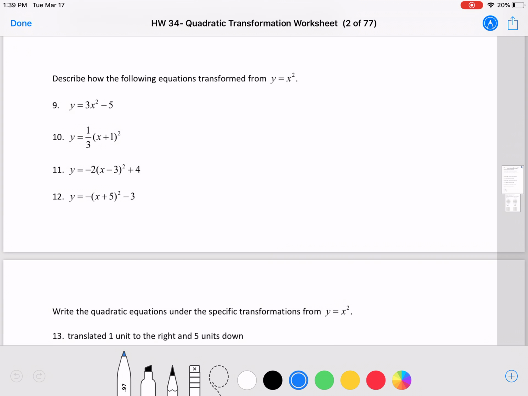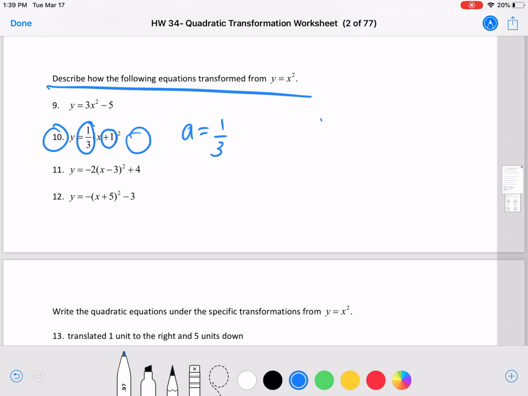I'll do number 10. So for number 10, it wants you to describe the transformations. Again, identify your A, H, and K values. So A is 1/3, H is -1, and K is 0. Remember, if K is 0, you don't have to talk about it. If H is 0, you don't have to talk about it. A is 1/3. So for A, it's less than 1. I'm going to say it's a vertical compression.